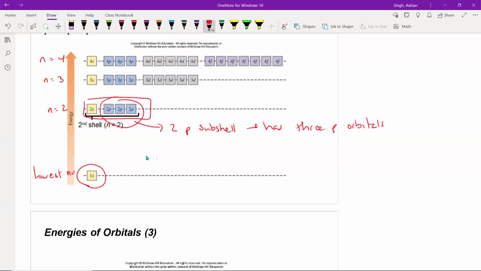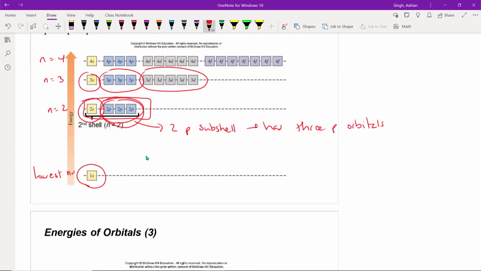For n equals 3, we have 3 different subshells. So you can think of the n equals 3 being the third shell. We have 3 subshells. We have the 3s subshell, which only has 1 orbital, right? The s subshell is always going to have just 1 orbital. For the n equals 2, we just had the 2s subshell with 1 orbital, and we had a 2p subshell with 3 of those p orbitals. For n equals 3, we have 3 subshells: the 3s with just 1 orbital, the 3p subshell with 3 of the p orbitals, and the 3d subshell with 5 of the d orbitals.